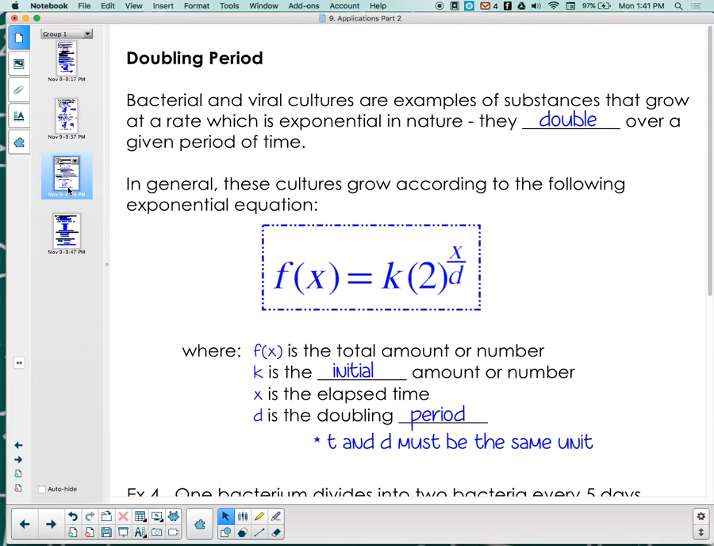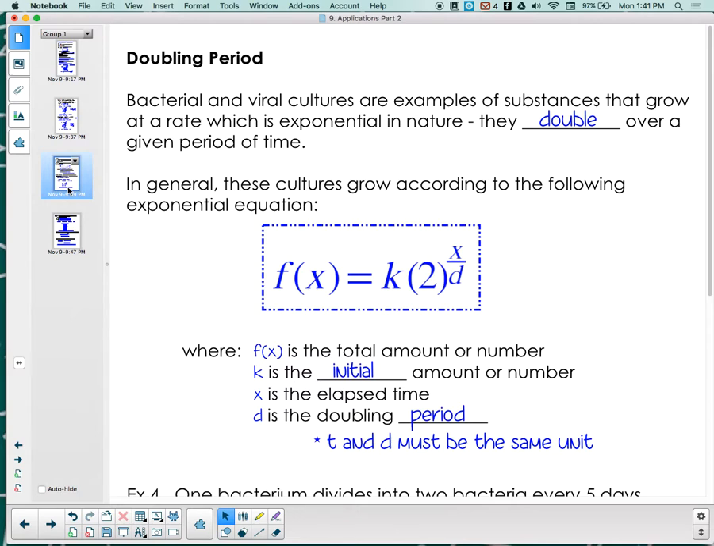So when it's a doubling period situation, when something is doubling in size, the formula is pretty much identical, except that in this case now the growth rate is 2 instead of a half. And then we just change the half-life notation from h to d to represent the doubling period. But ultimately the formula is the same. F of x represents the final amount, k represents your initial amount, x is the time period in the question, and d represents your doubling period. And just like with the half-life, x and d must be the same unit. So if they're not the same unit, you need to convert.